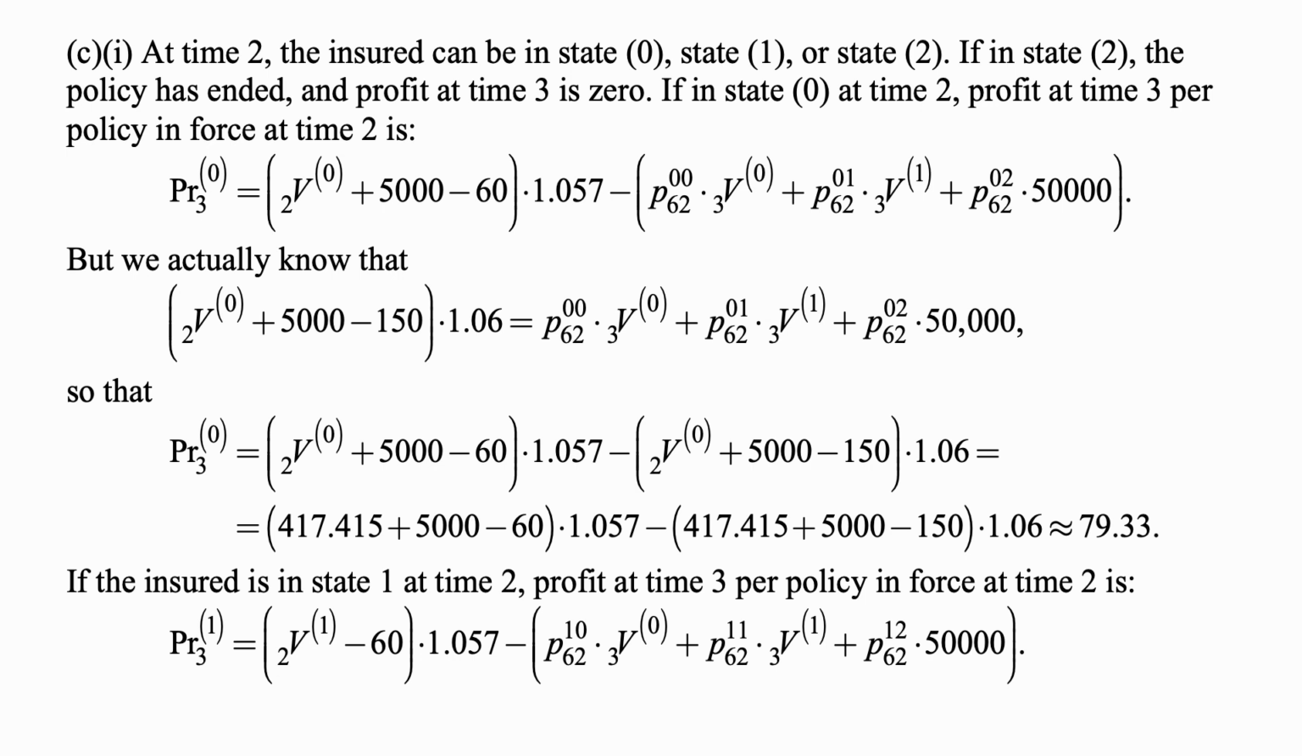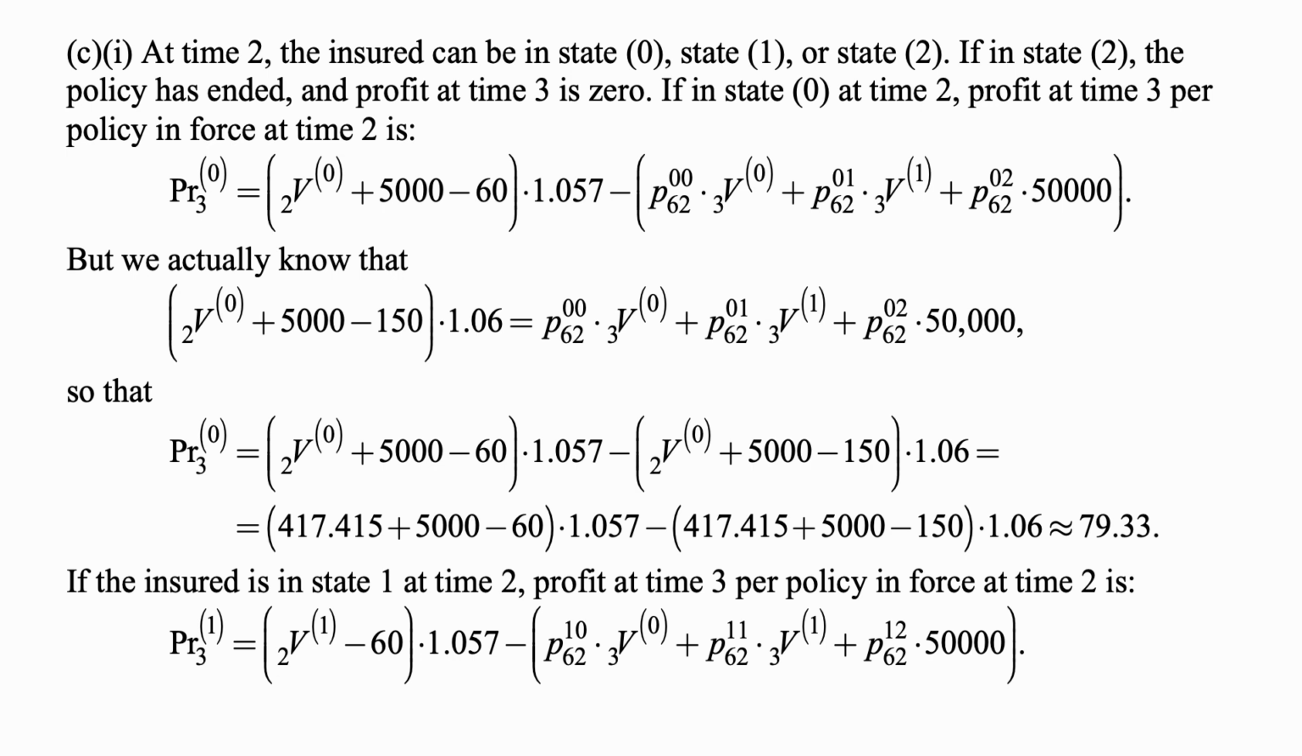So if the person stays in state 0, this is P6200 times 3V00. P6200, of course, is the probability of staying in state 0, plus P6201, probability of transitioning into state 1, times the reserve for being in state 1 at time 3, plus the payout, this time a clear-cut payout of 50,000 if the person transitions to state 2.